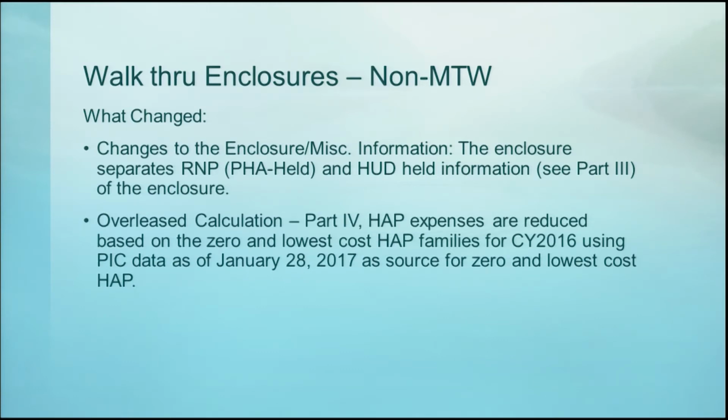So basically, the change to the overlease calculation in the enclosure is to not make reductions to your HAP amounts by multiplying by the PUC, but we're going to look at PIC information and make sure that if you have 0 HAP families, or we're going to look for the lowest cost that you have for the families you reported in PIC, and we're going to make probably a lower reduction or no reduction at all for overleasing.